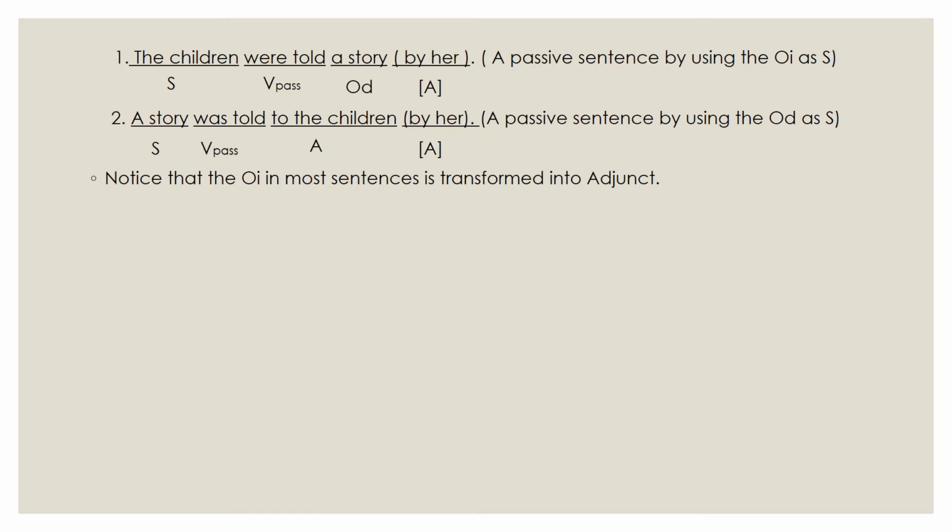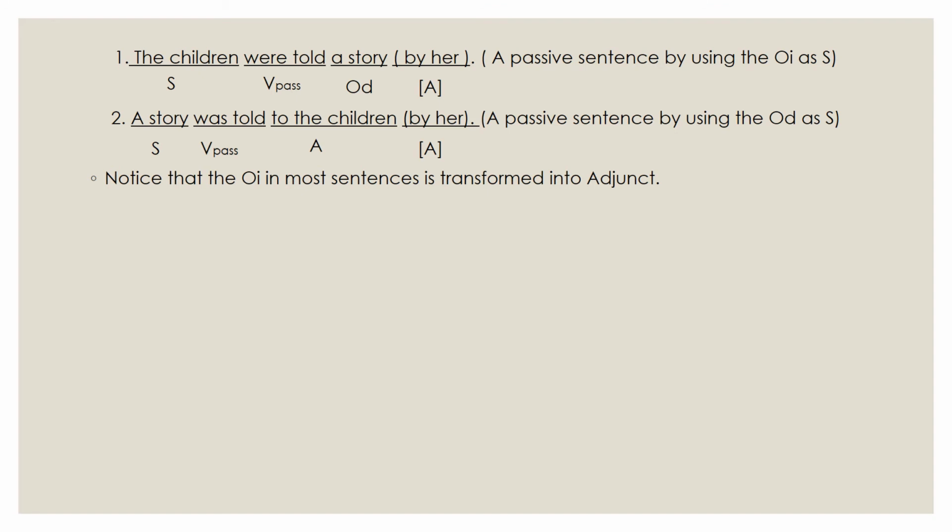which is the agent. Then we can use the direct object to be what? The subject in the passive voice. So the direct object, if you remember the sentence, was what? A story. So we can say a story was told to the children by her. So a story is a subject, was told a passive verb, and now here we have to the children. If you remember, this element was functioning as the indirect object.